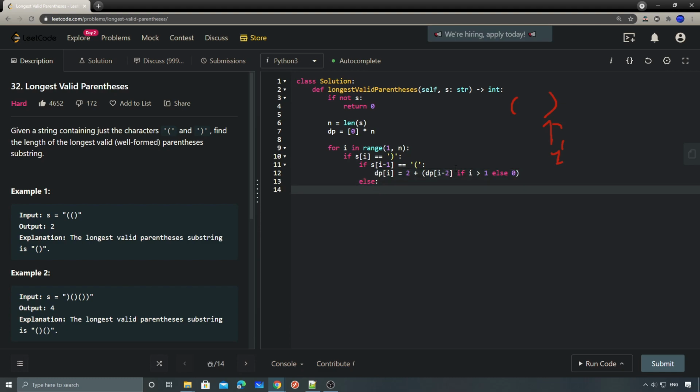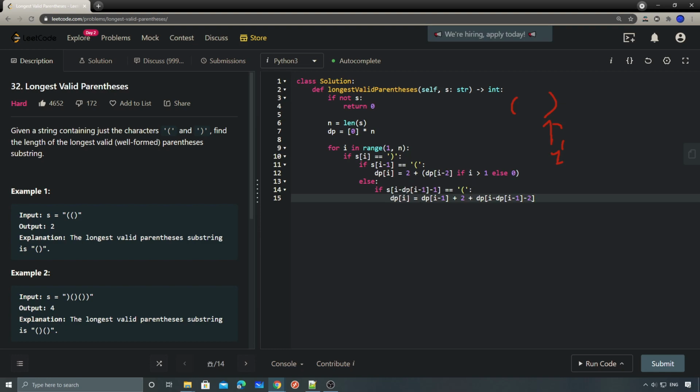Else means that the previous one is also a right parenthesis. So in this one, we need to check if s[i - dp[i-1] - 1] is equal to the left parenthesis. And then we do dp[i] equals dp[i-1] plus 2 plus dp[i - dp[i-1] - 2].